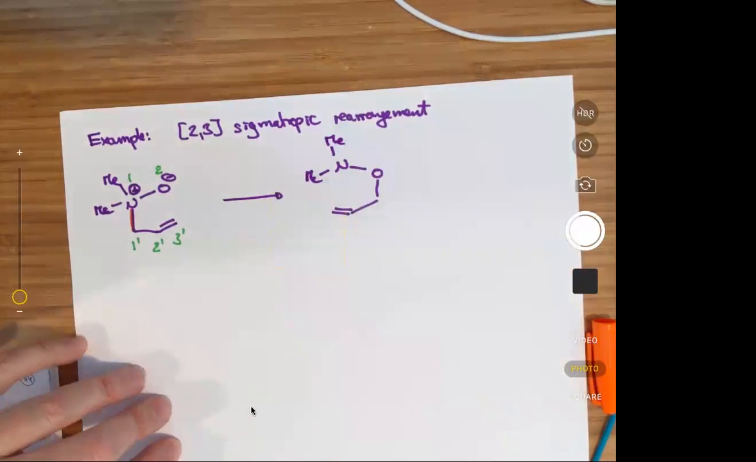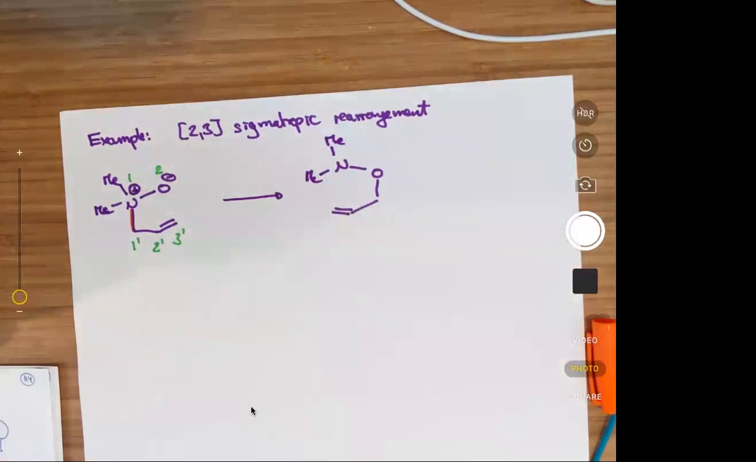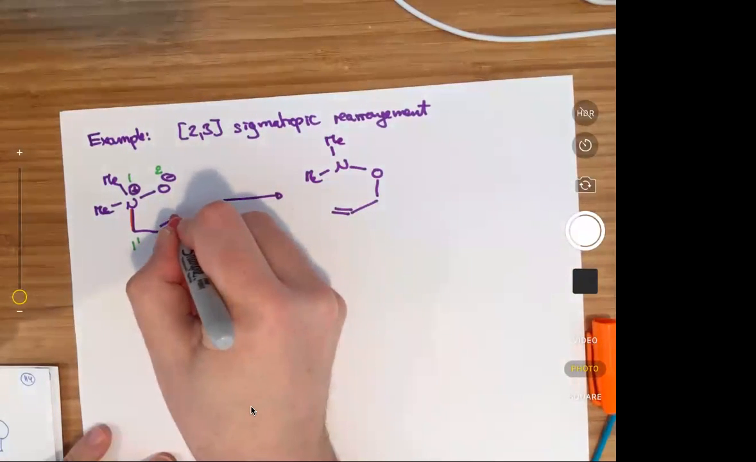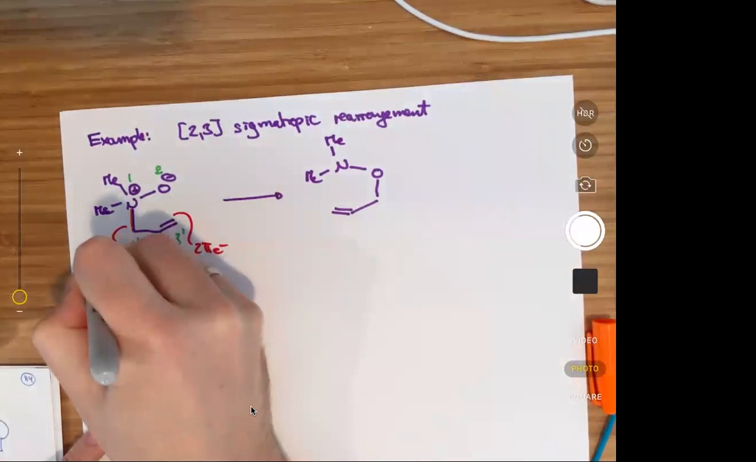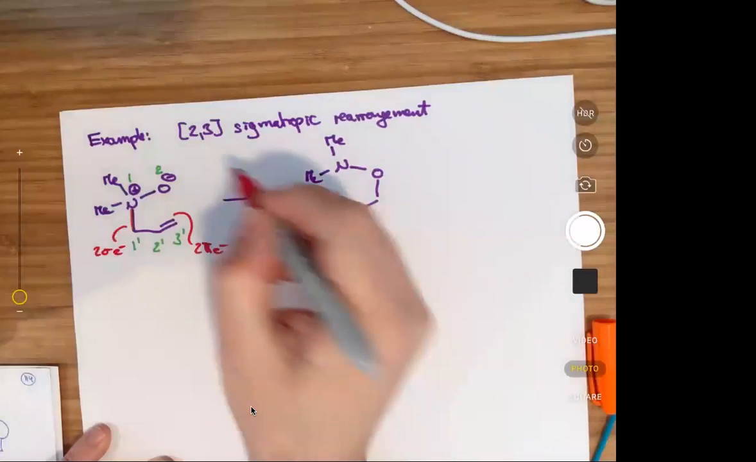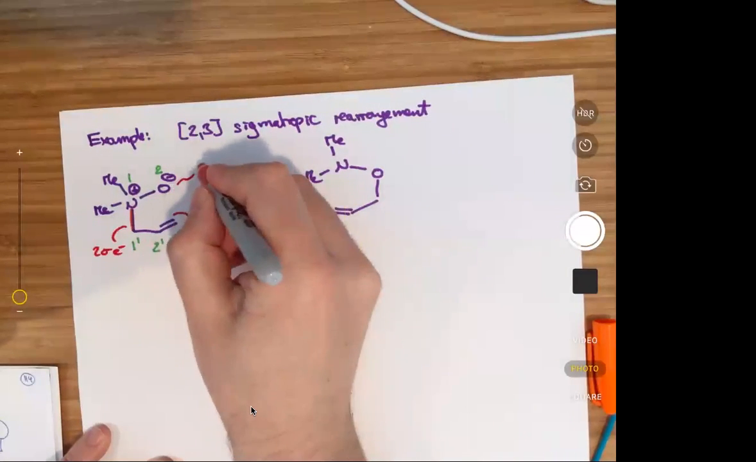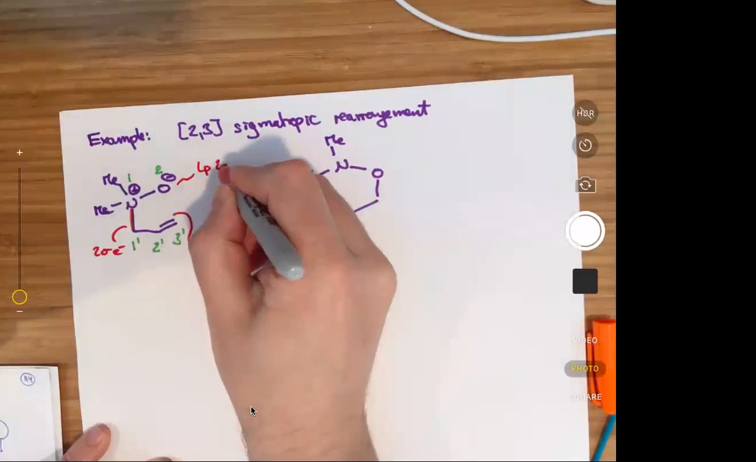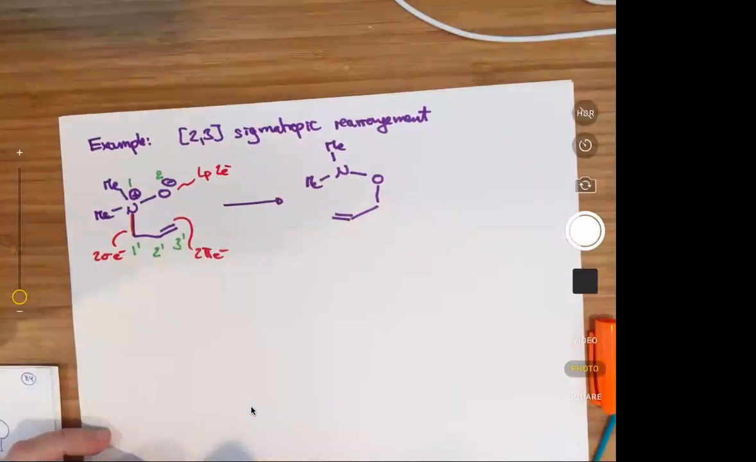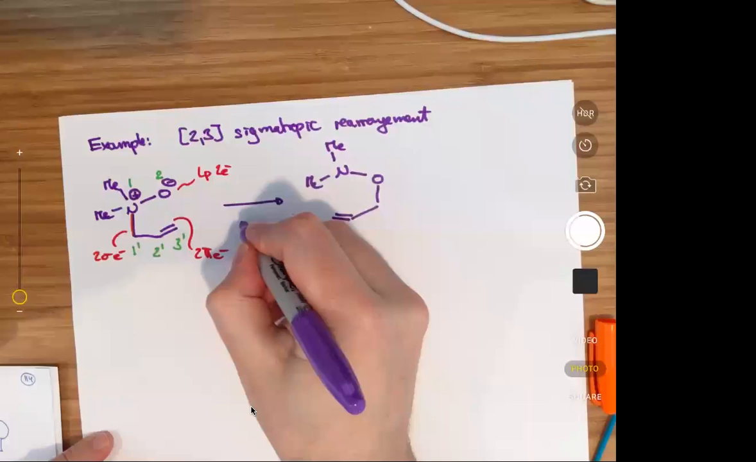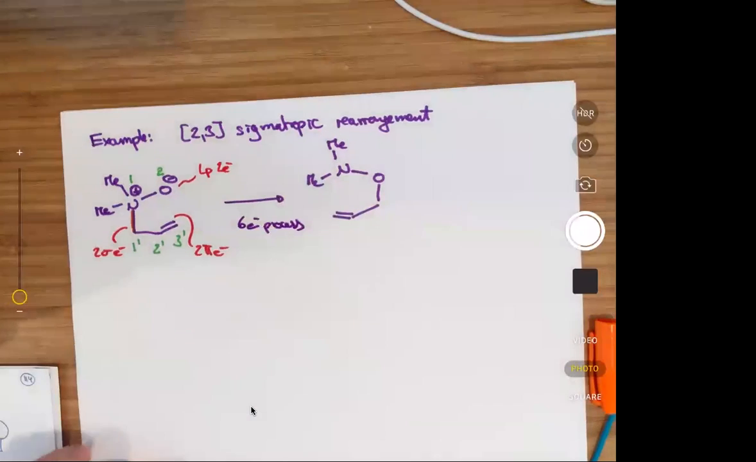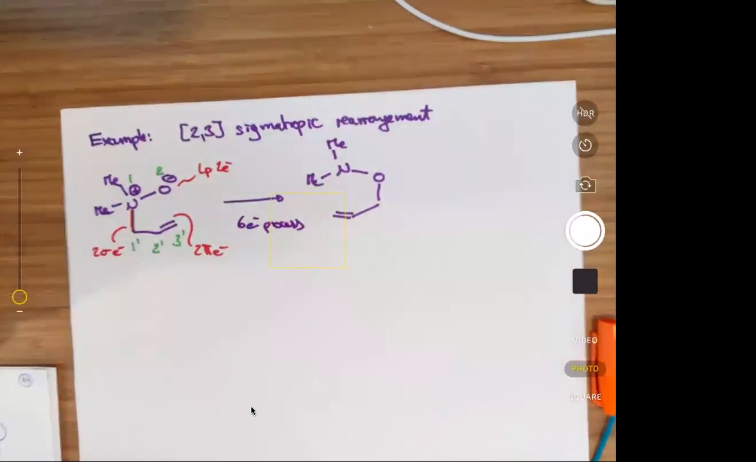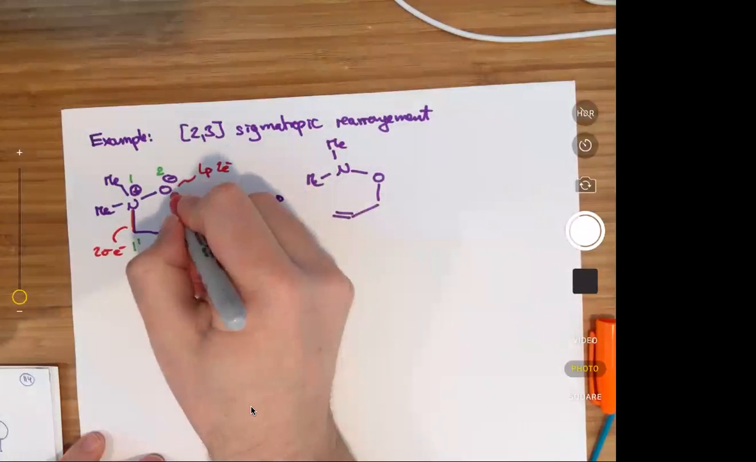Right? So the electron count in this system, you can go ahead and do the counting yourself if you want to, but you have 2 electrons here, so 2 pi electrons. You have 2 sigma electrons here, and then you have a lone pair here at the oxygen. So lone pair, 2 electrons over here. So this is still a 6 electron process in this reaction.